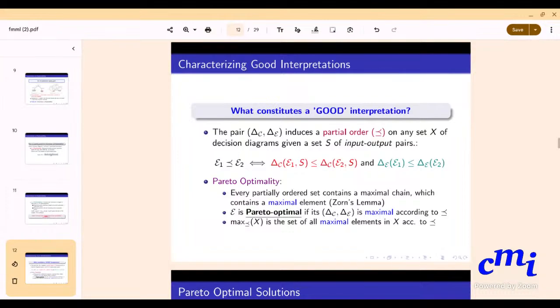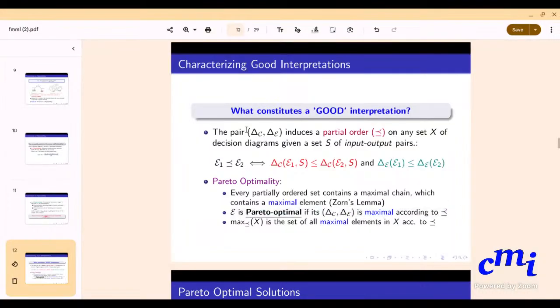Okay, so now I define Pareto optimality. We know that every partially ordered set contains a maximal chain, which also has a maximal element, that is Zorn's lemma. And some interpretation is Pareto optimal if its parameters are maximal in some chain according to the ordering induced by this pair.